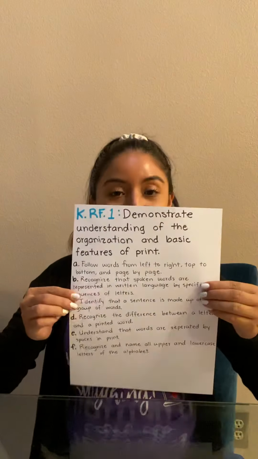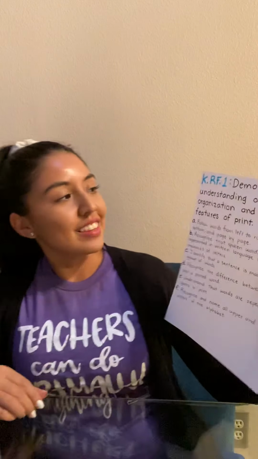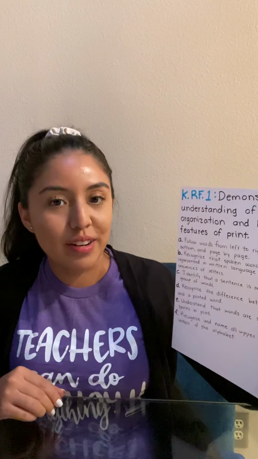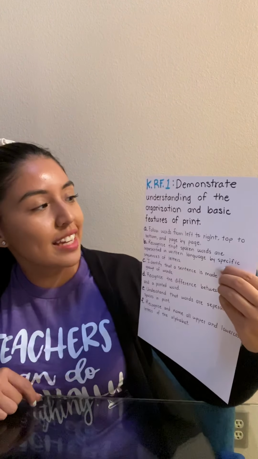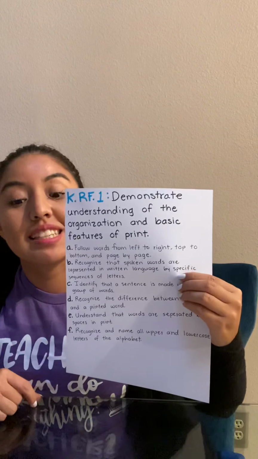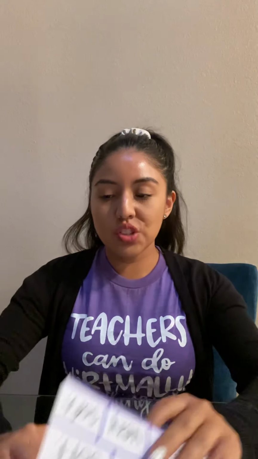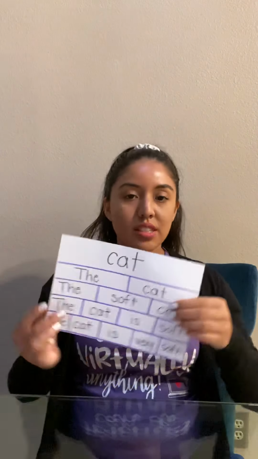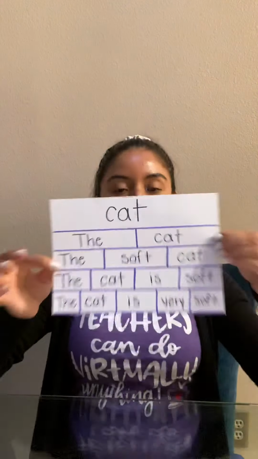Okay, and now moving on to my reading standard. This one is KRF1. Demonstrate understanding of the organization and basic features of print. So for this one, I would start off by showing the students this sentence structure.